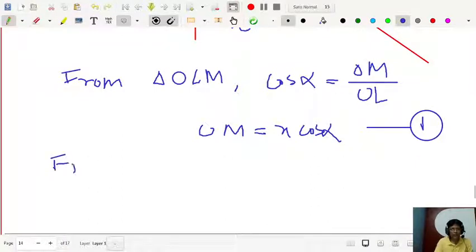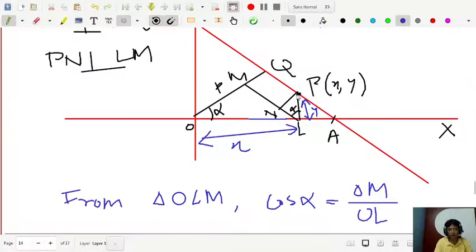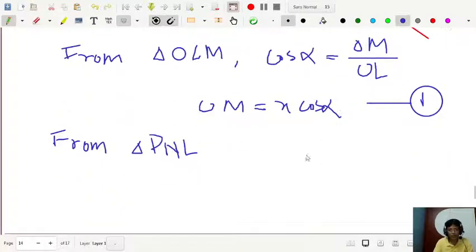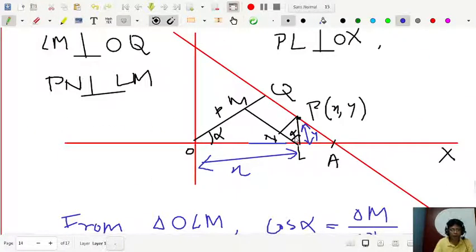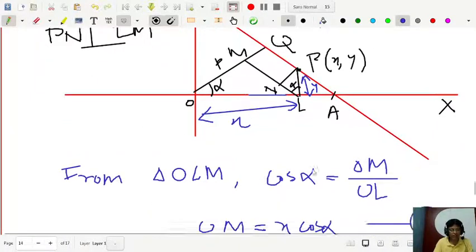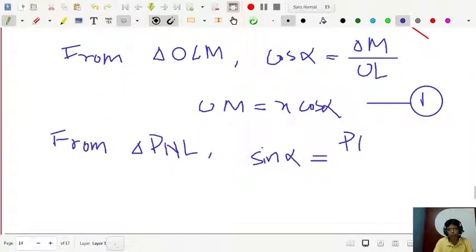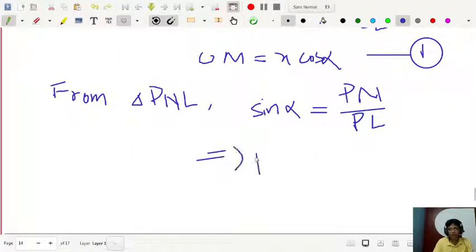Again, from triangle PNL, I am considering this small triangle. You can write sine alpha equal to perpendicular by hypotenuse, so PN by PL. So you can write PN equal to y sine alpha, because PL is y. This is number 2.